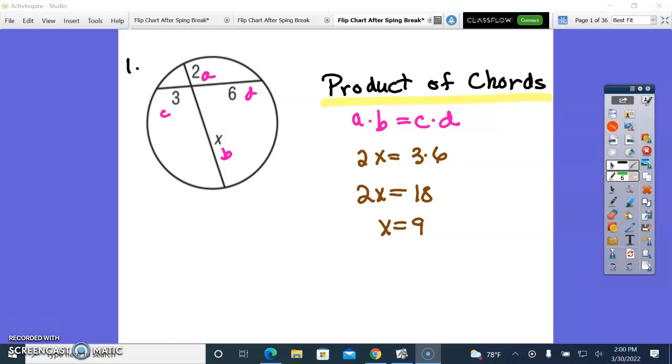And so the first law that you'll see is the product of the chords, and that is where we take two chords intersecting on the inside of the circle, and so you take A times B equals C times D. In the example that you see on the whiteboard, 2 times x equals 3 times 6. We then solve it, and x is 9. That's the first law, called the product of the chords.